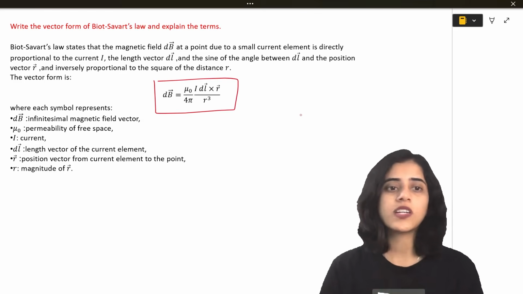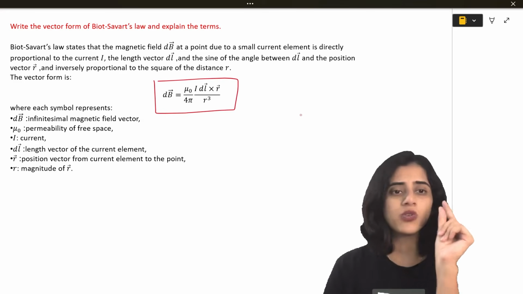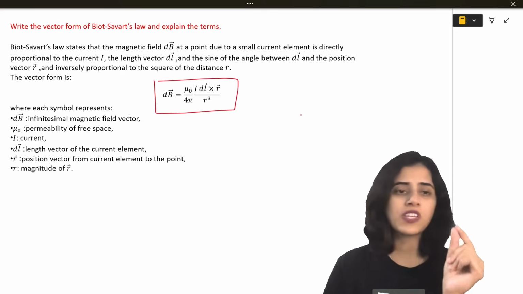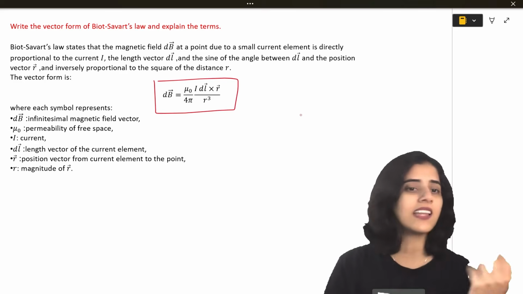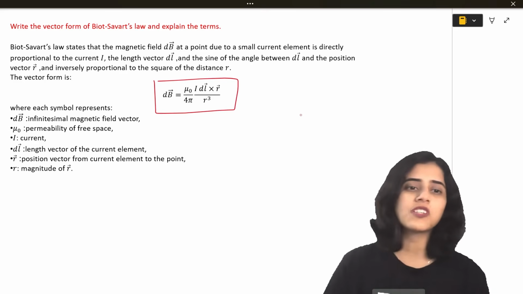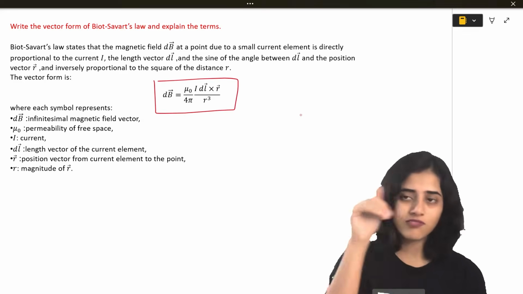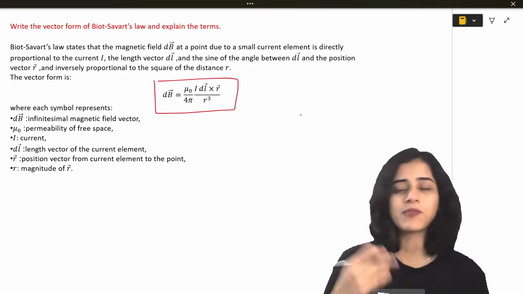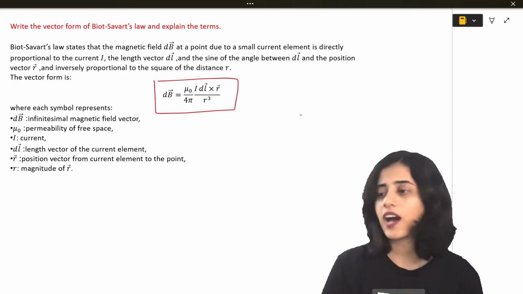So dB is a very small vector, mu 0 is the permeability of free space, I is current, dl is length, r vector is position, and r is basically the magnitude of r.